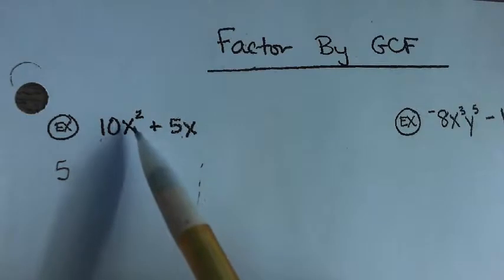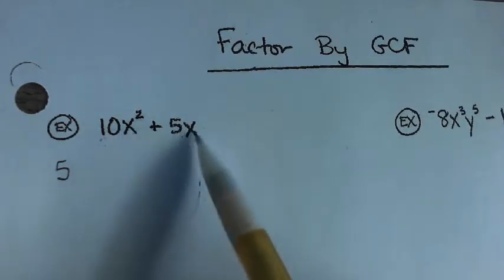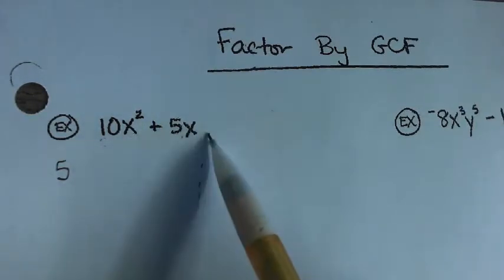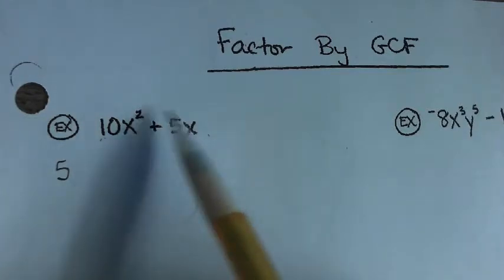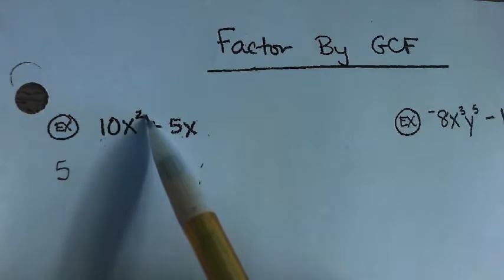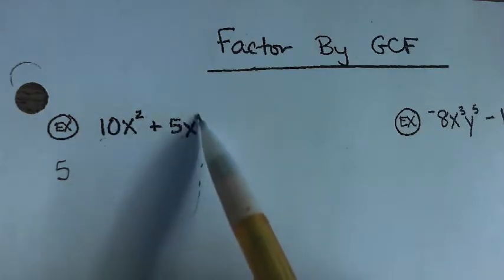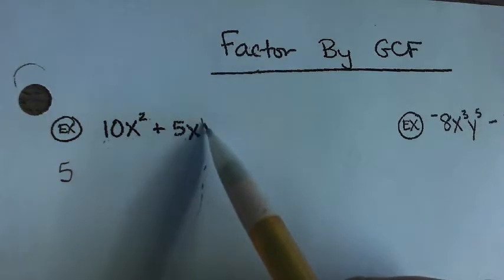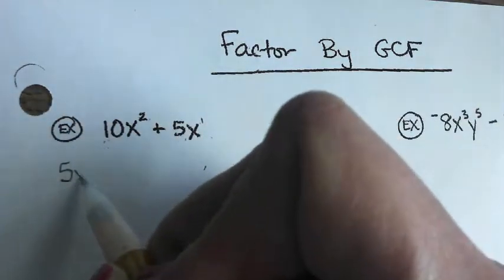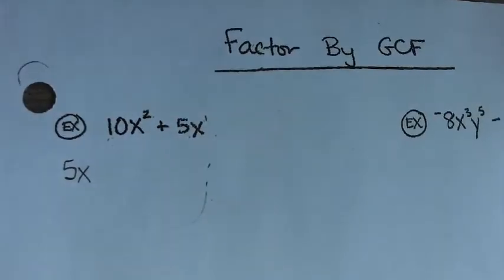And then if they have a variable in common, which they do, you want to take out the smaller of the two exponents. So this is x to the second power. This is x to the first, right? So since that's the smaller of the two exponents, we're going to take out x to the first power, which we don't really need to write the first power.